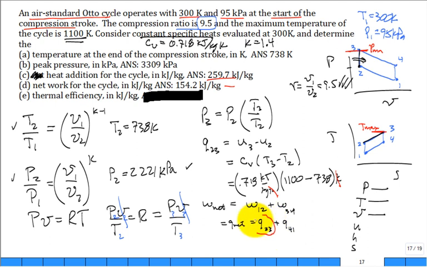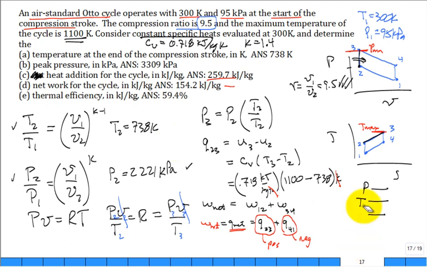Since we already calculated this, let's just go calculate Q 4 to 1, and then we'll add it. This is going to be negative because it's an out. This we already calculated as positive, and hence you calculate that it's around 154. How did I get that? By calculating Q's? Yeah, because Q net is equal to work net. True? And the last, because we're running out of time, what is the thermal efficiency of the cycle?